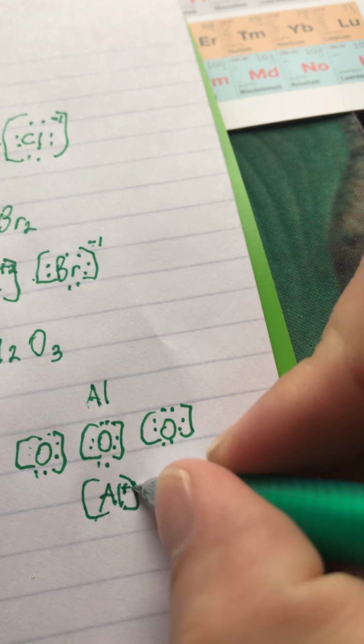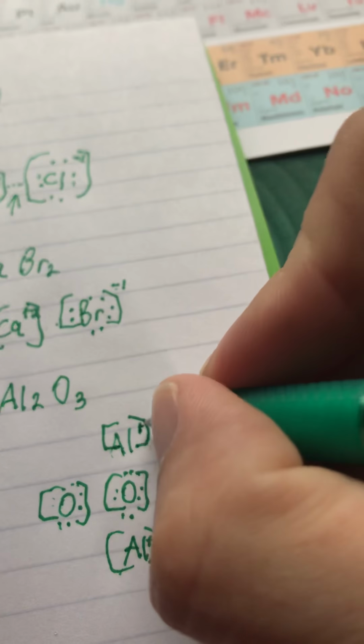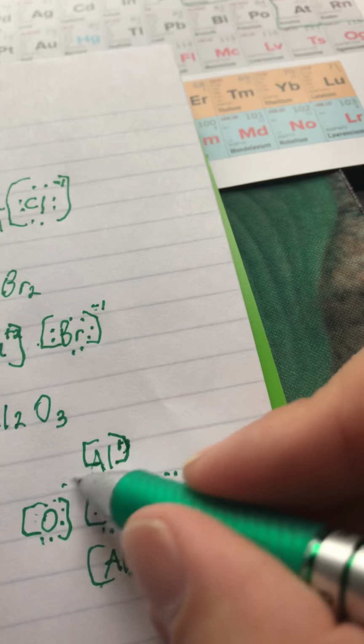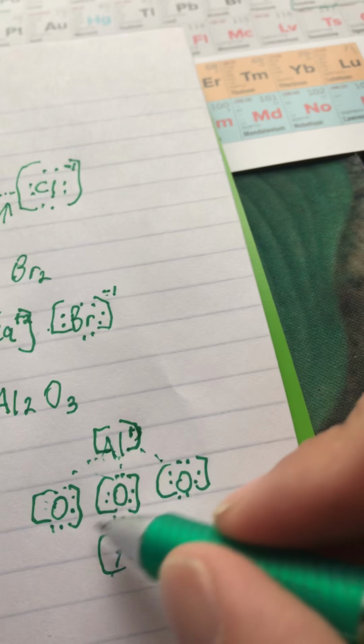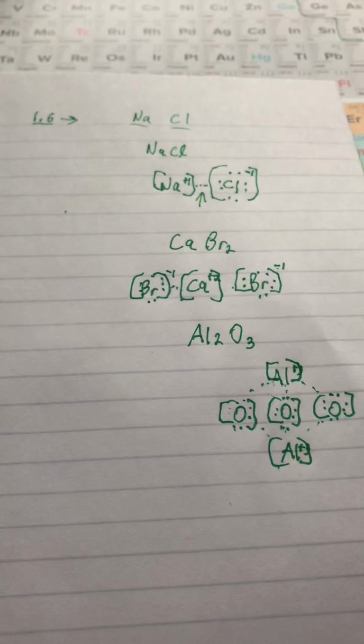Those are each going to be +3 because they're in the +3 column. They each lose 3 electrons. And then do your dotted lines kind of like that. And that's how you do ionic Lewis structures.